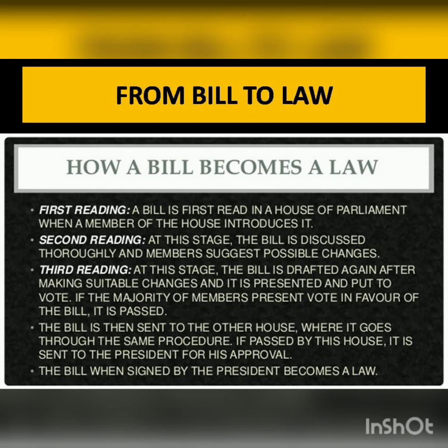At the third stage, in third reading, the bill is drafted again after making suitable changes and it is presented and put to vote. If the majority of members present vote in favor of the bill, then it is passed. The bill is then sent to the other house where it goes through the same procedure. If passed by this house also, it is sent to the president for his approval. The bill, when signed by the president, becomes a law.